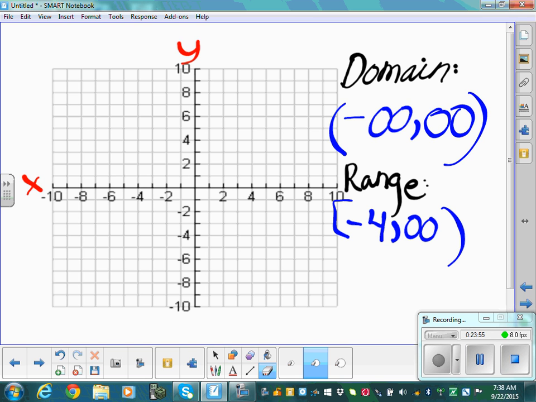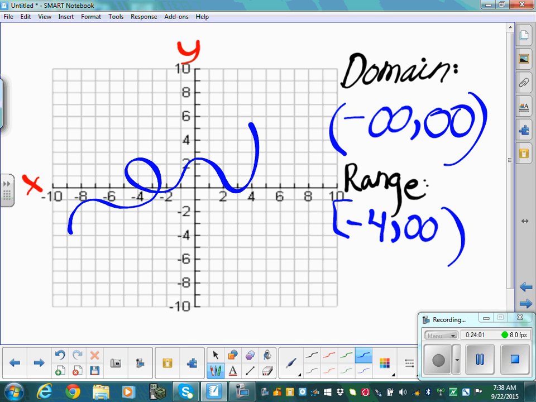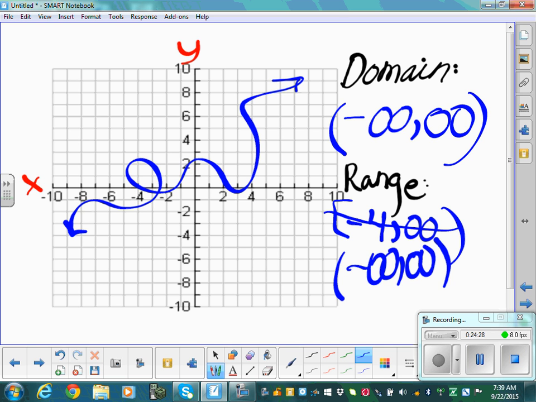Hey, what if you saw something like this? What's the domain? The domain is negative infinity to positive infinity. And what's our range on this one? Negative infinity to positive infinity. Good. It's growing down to negative infinity and up to positive infinity. Yeah, that one's tricky. I thought it was negative 1 or something. That's why I did this one, because it can be tricky. Does everybody understand? Okay, moving on.